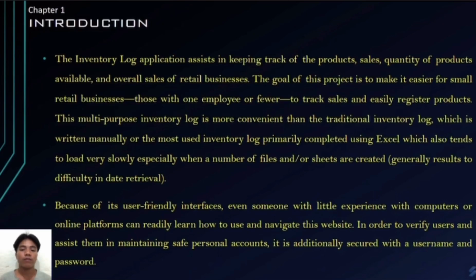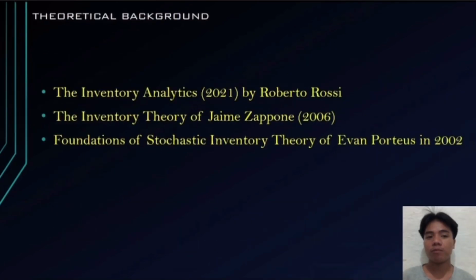In order to verify users and assist them in maintaining safe personal accounts, we found three theoretical backgrounds to come up with this Capstone project. First is the Inventory Analytics 2021 by Roberto Rossi. The book covers prescriptive analytics models for deterministic inventory control as well as the fundamentals of inventory systems. Prescriptive analytics models for stochastic inventory control are also examined, along with additional discussion of predictive analytics techniques for demand forecasting and inventory control.